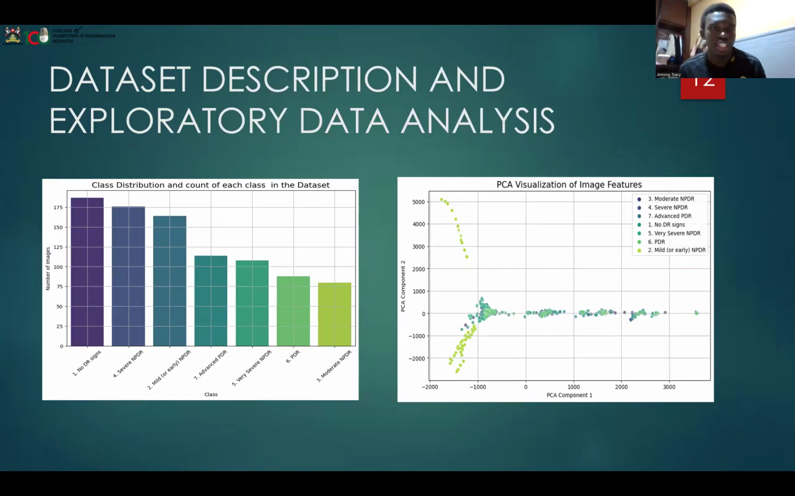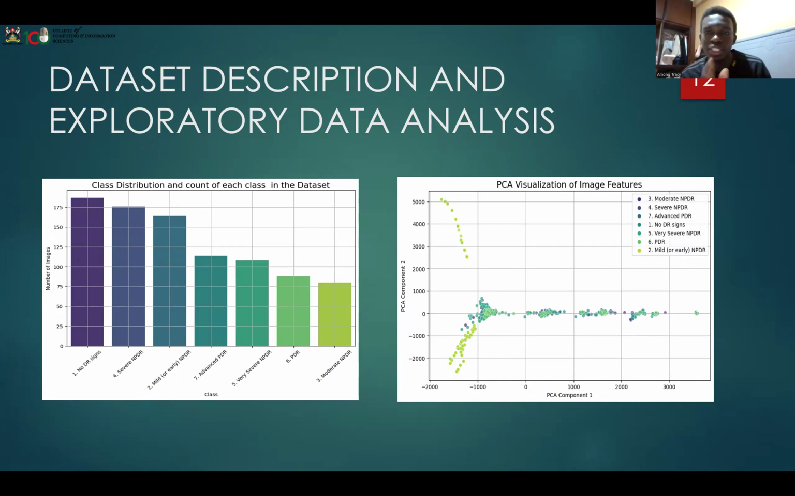I'm going to take you through the dataset description and exploratory data analysis. Actually, my friend talked about the data imbalance. With the data imbalance, this could make our models a bit biased. So we had to come up with a solution to this problem. So we carried out adversarial learning on majorly the mild dataset to try to create synthetic images to make up for the gap. As you could see, it was largely imbalanced.